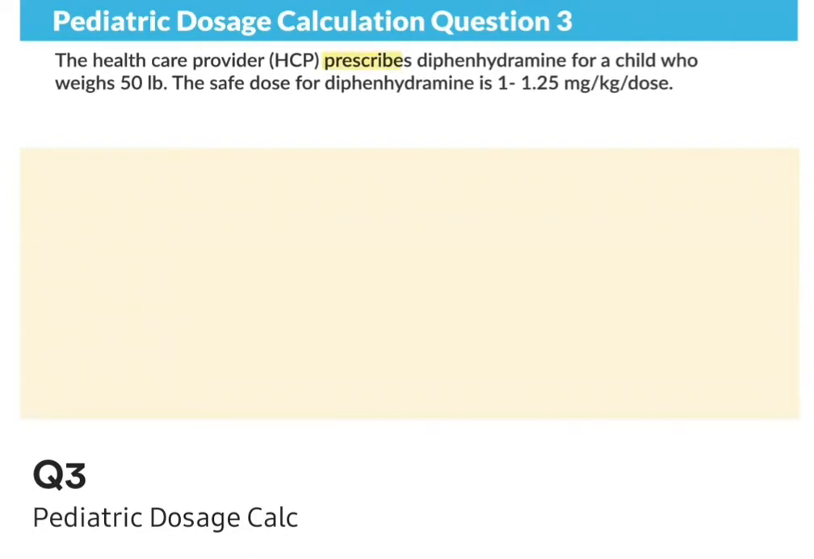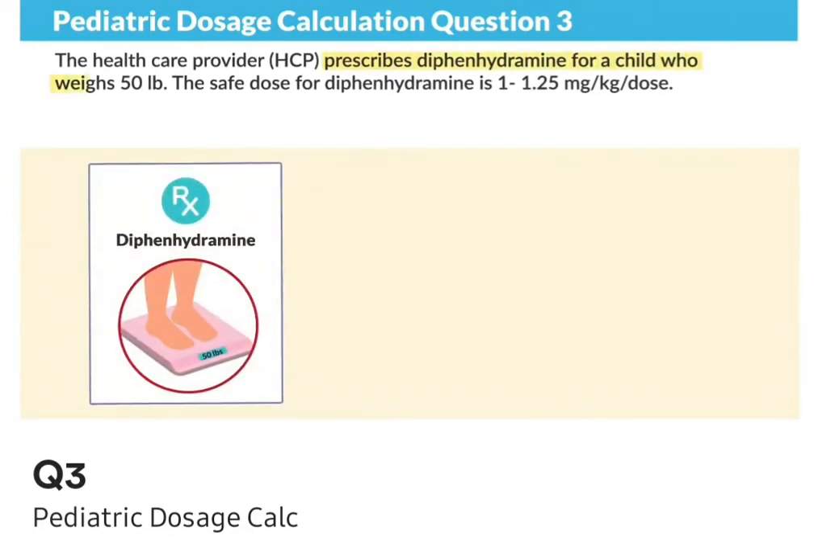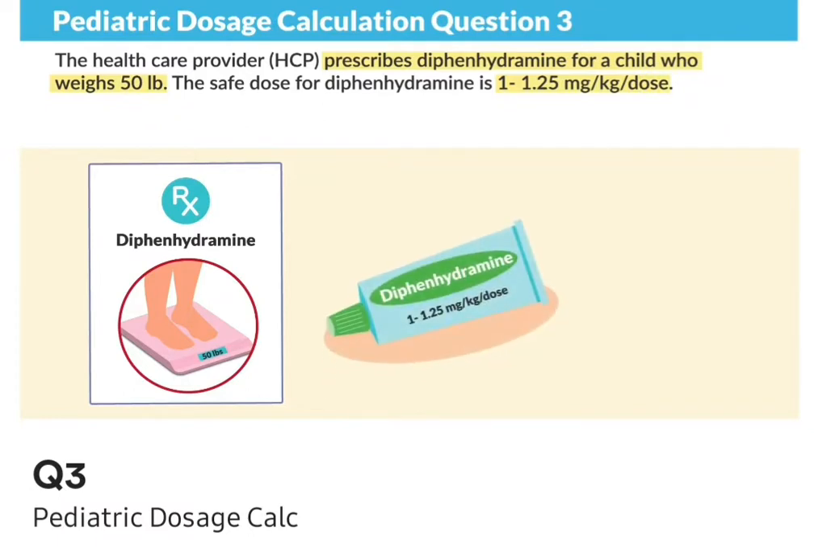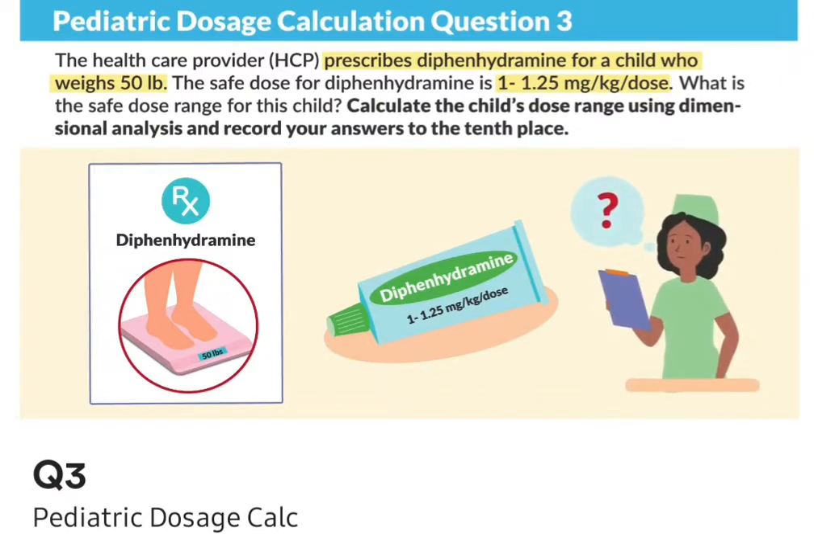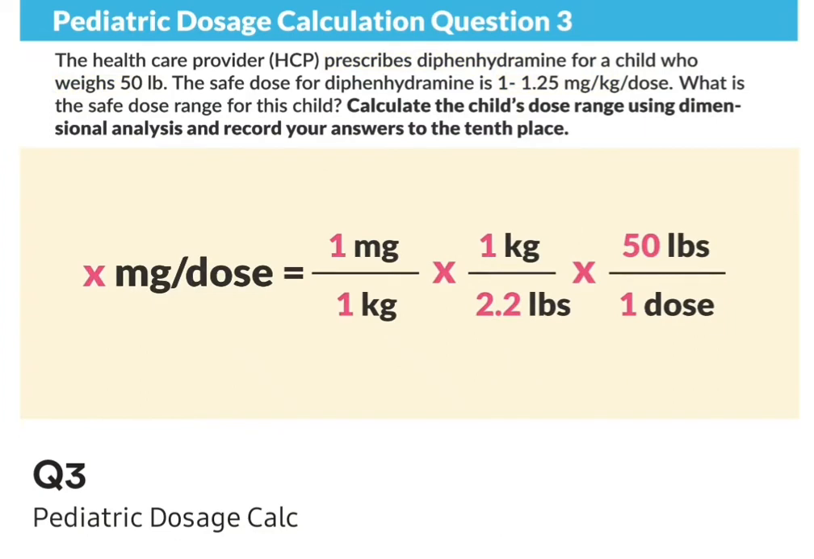Now moving on to question 3 here. The provider prescribes diphenhydramine for a child who weighs 50 pounds. So the safe dose for this drug is 1 to 1.25 milligrams per kilogram per dose. So what is the safe dose range for this child? All right, so let's set up the dimensional analysis here. So we are solving for x milligrams per dose, right? So 1 milligram goes on top and 1 kilo goes on the bottom. And then we put 1 kilo over 2.2 pounds, so 50 over 1 dose.